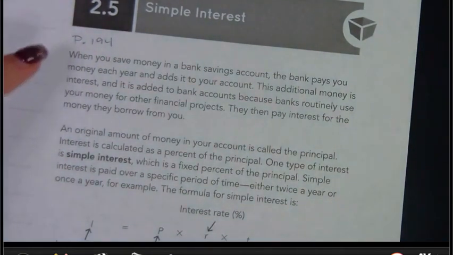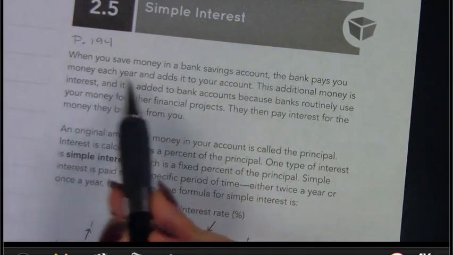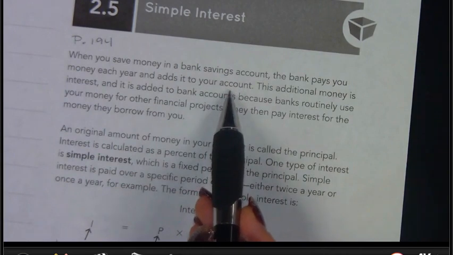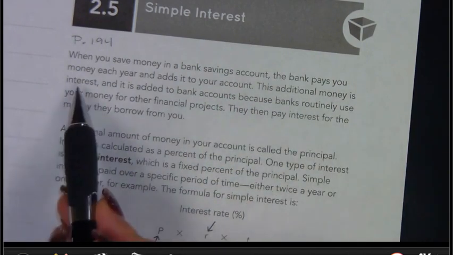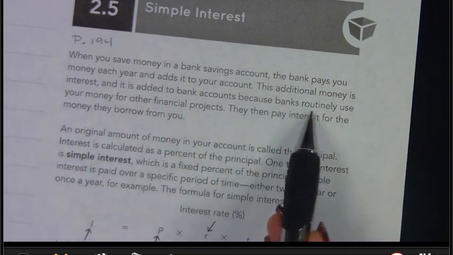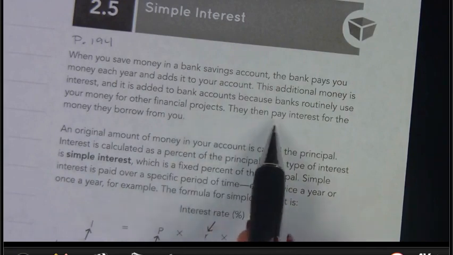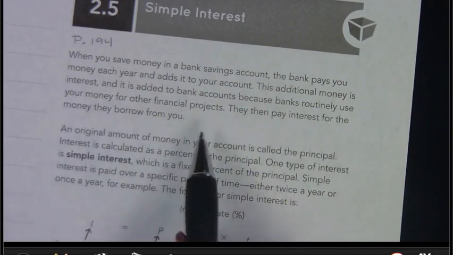All right, so when you're saving money in a bank savings account, the bank pays you money each year and adds it to your account. This additional money is interest, and it's added to the bank accounts because banks routinely use your money for their financial projects. Then they pay interest for the money they borrow from you.